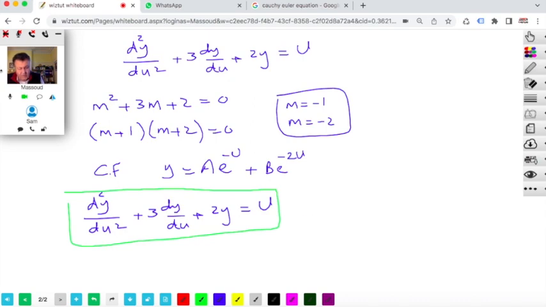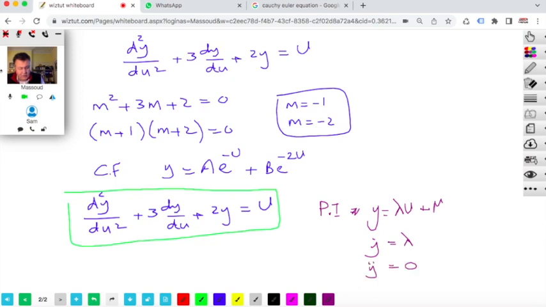The particular integral can be, because on the other side we just have a u. It's just a single order 1 variable. So the particular integral can be y is equal to lambda u plus mu, a linear function. If I differentiate this, the first order differential of that would just be lambda, and the second one will just be 0.